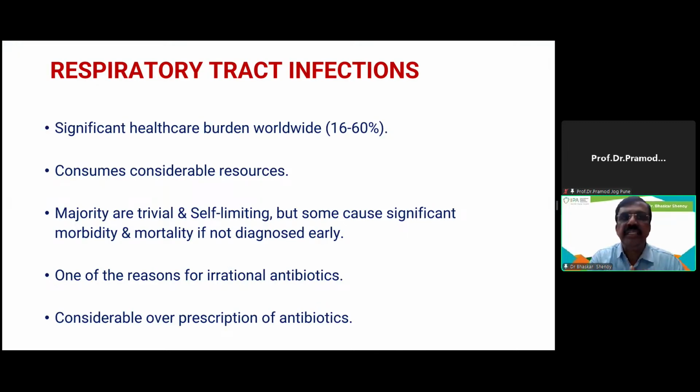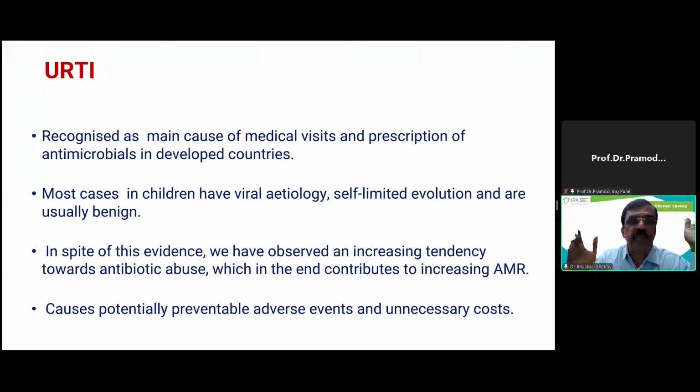So as we know, respiratory tract infections cause a significant healthcare burden worldwide. They consume lots of resources, and the best part is most of them are trivial and self-limiting. But sometimes they may cause a lot of mortality or morbidity if not diagnosed and treated early, for example, pneumonia. And they are the reasons for irrational antibiotic use, and they are responsible for the over-prescription of antibiotics.